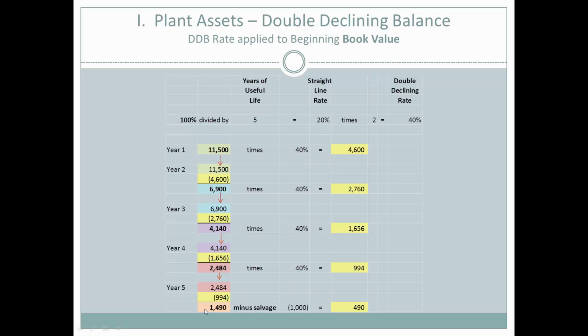And then at the end, the last year, now this is when salvage value comes into play, we're going to take the 1,490 and then we're going to subtract out the salvage because we're not going to depreciate beyond the salvage. And so now our depreciation for that year will be $490.